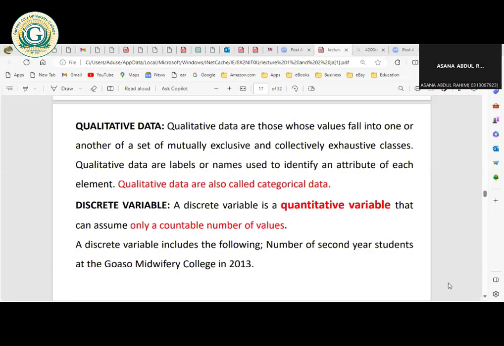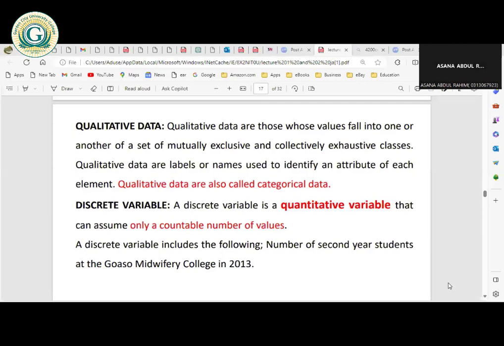Are you sure I gave the same definition? I didn't give the same definition. Can someone help her? About the statistic and the parameter. Kwame Tufo, please help her.